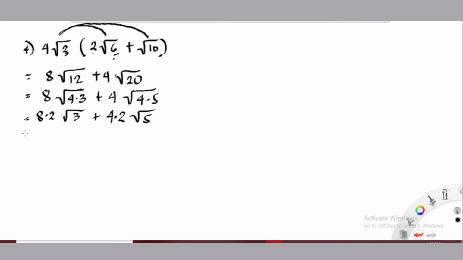Alright? So, multiply 8 and 2. That will give us 16. And then, copy square root of 3. Plus 4 times 2. That will give us 8. Square root of 5 copy. Okay? Since nandito na siya sa form na ito, let us check if pwede ba natin silang i-combine. But since here, magkaiba pa rin yung kanilang radicand, it means to say that this is the final answer now. Hindi natin sila pwedeng i-combine. So the answer is this, 16 square root of 3 plus 8 square root of 5. Alright? Let's have binomial times binomial.